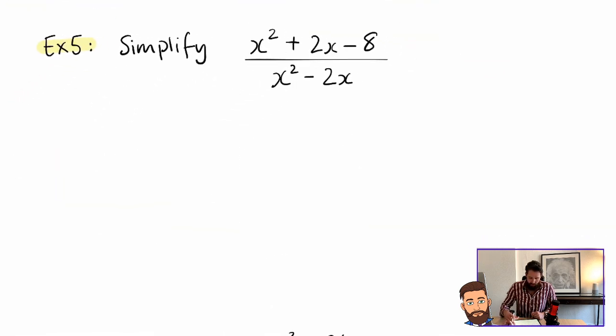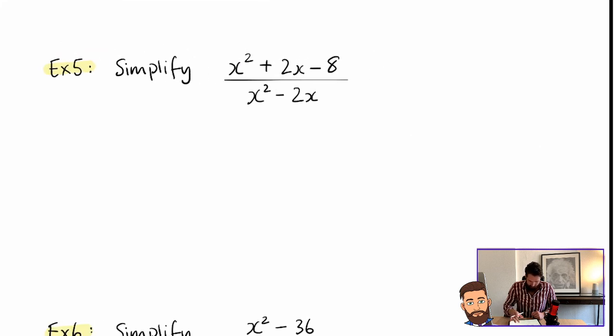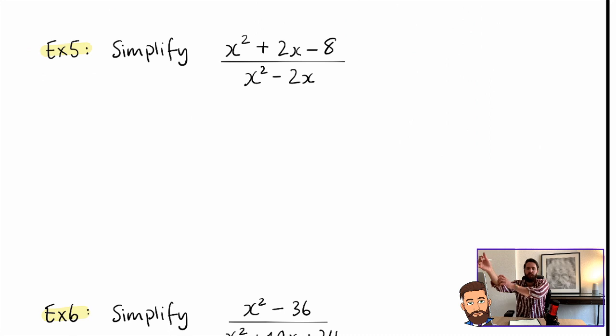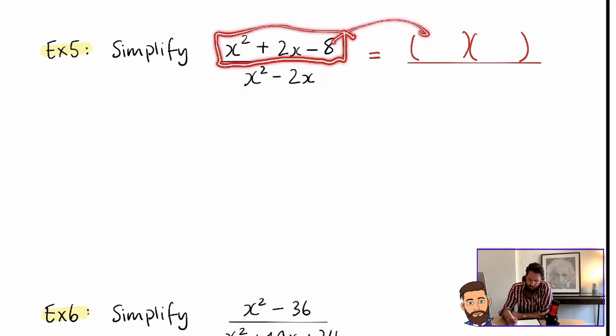Going on to example 5. Now, this is where knowing about quadratics and factorising is really useful. The top one, what do we know about the top one? Well, they say proper quadratic. We've got a full quadratic, x squared plus 2x minus 8. I know that that's going to go into two brackets, so I'm just going to bang in two brackets. I'm going to pause on that one and think about that in a minute, but I definitely know if I factorise the top, it's going to go into two brackets.